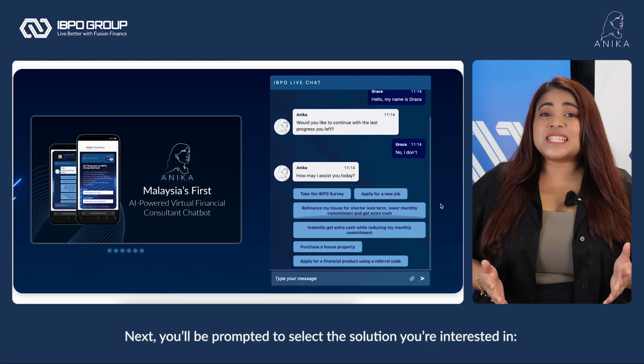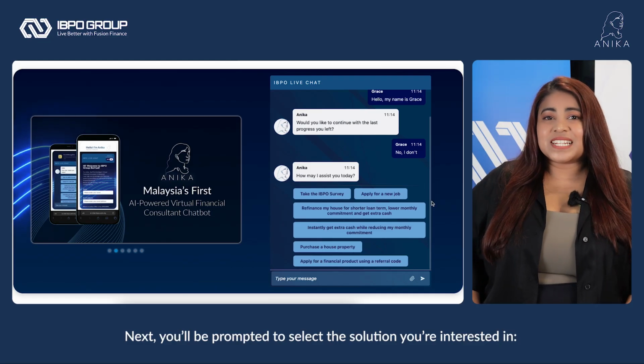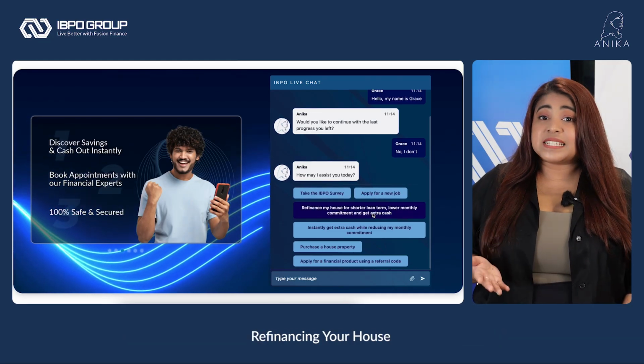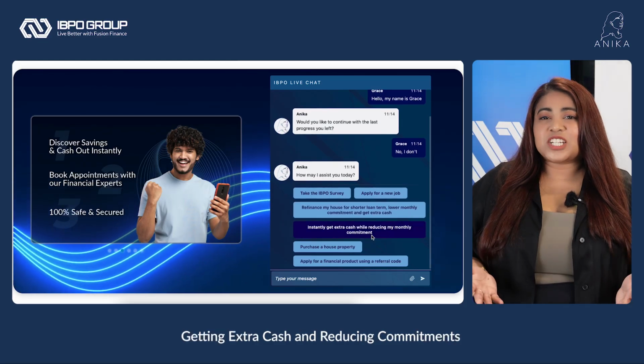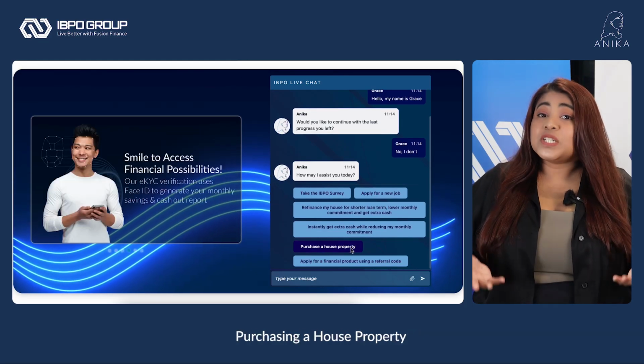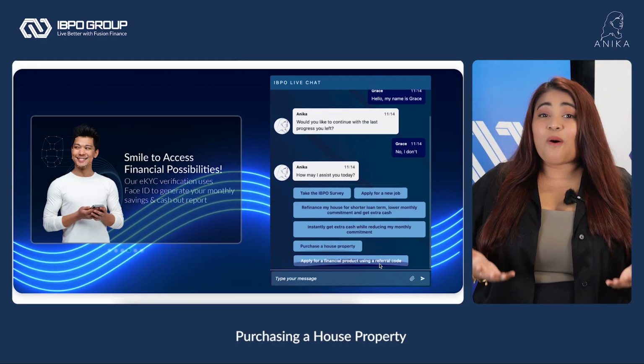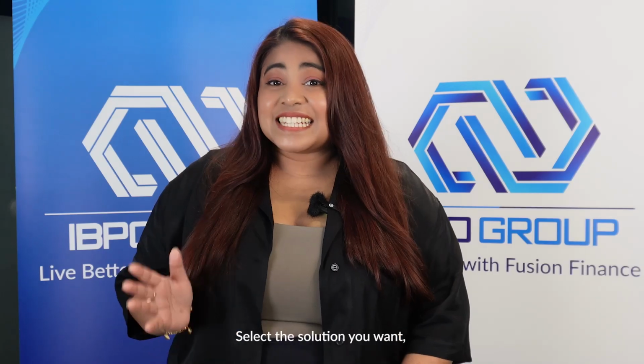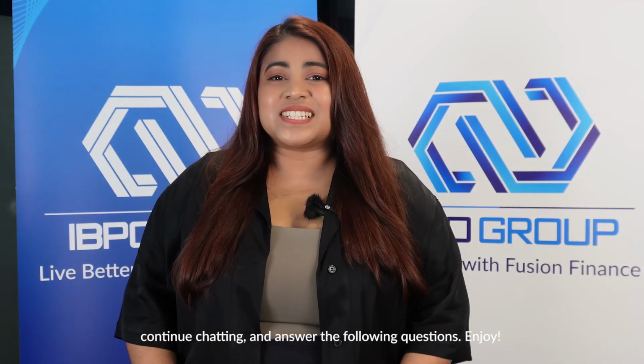Next, you'll be prompted to select the solution you're interested in. IBPO survey, applying for a new job, refinancing your house, getting extra cash and reducing commitments, purchasing a house property, or applying for financial products with a referral code. Select the solution you want, continue chatting, and answer the following questions.